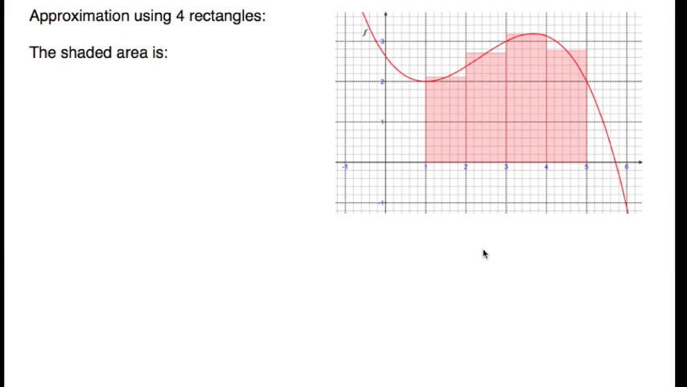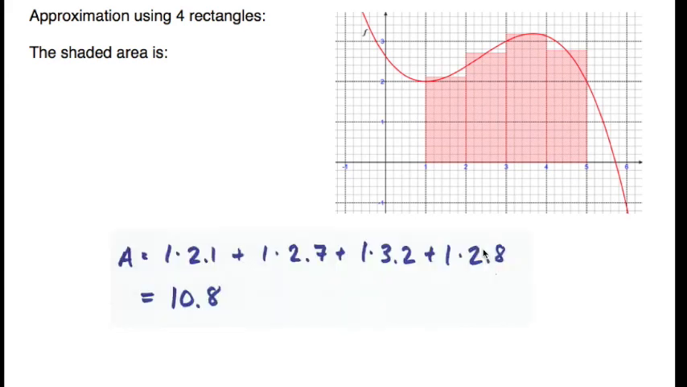This is my result. I found that the area of the first rectangle was 1 times 2.1. The area of the second rectangle was 1 times 2.7. The third rectangle, 1 times 3.2. And the fourth rectangle, 1 times 2.8, which yielded an area of 10.8. So slightly lower than the first approximation with only 2 rectangles.